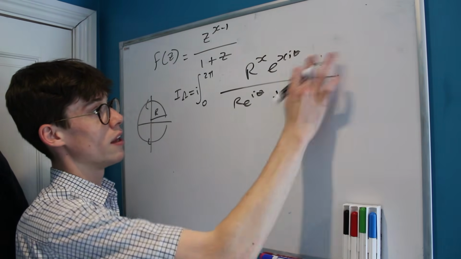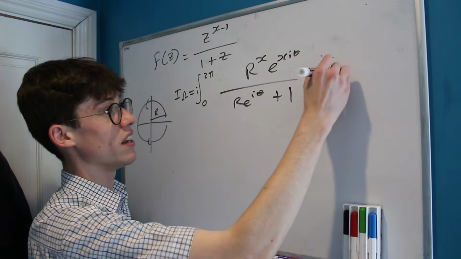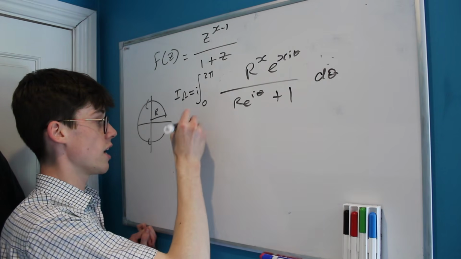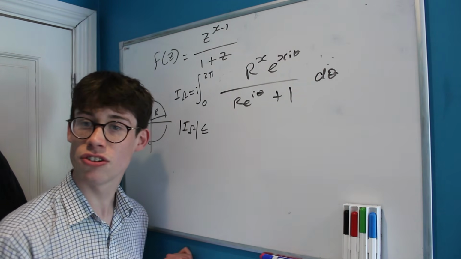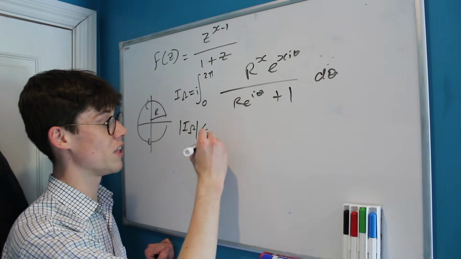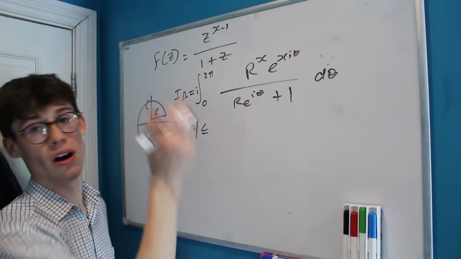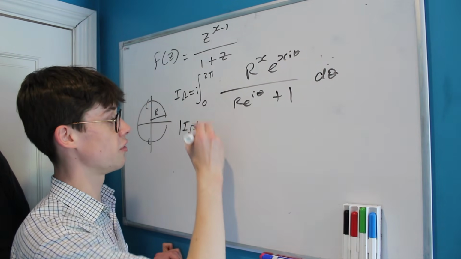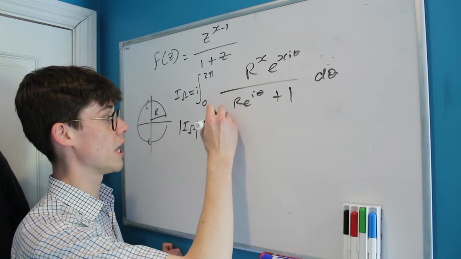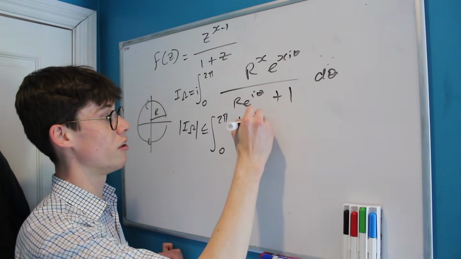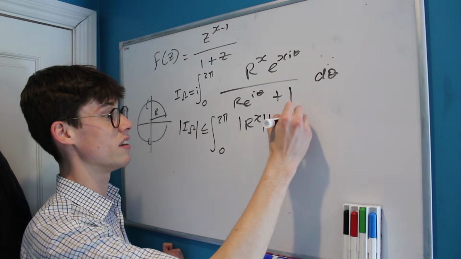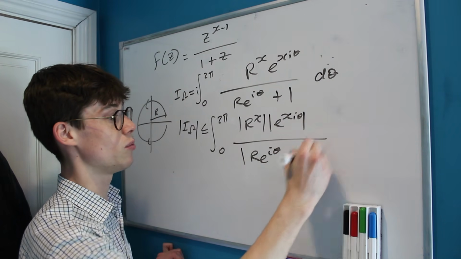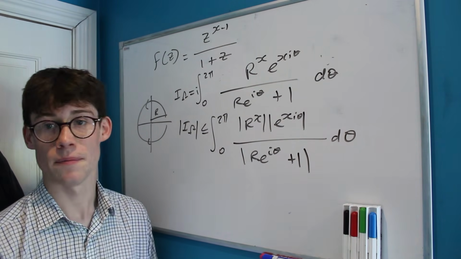And now I'm going to use quite a common technique that's used within contour integration. I'm going to take the absolute value of my integral, and I'm going to say the absolute value of the integral is less than or equal to the integral of the absolute value. So of course I can ignore i, because the absolute value of i is 1. And so the absolute value of our integral is less than or equal to the integral from 0 to 2 pi of the absolute value of r to the x e to the x i theta divided by the absolute value of r e to the i theta plus 1 with respect to theta.